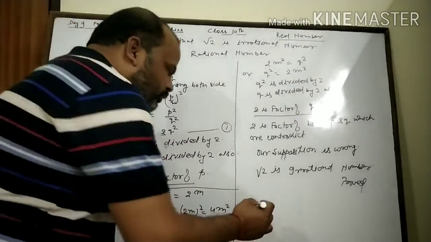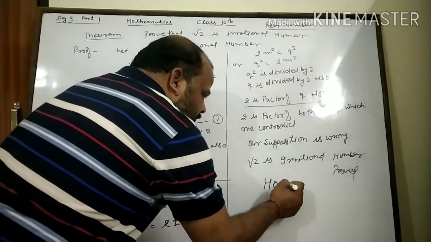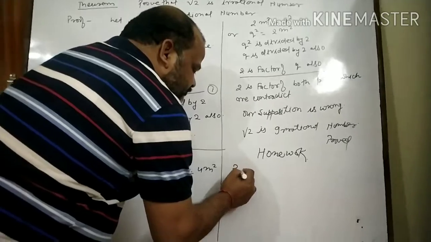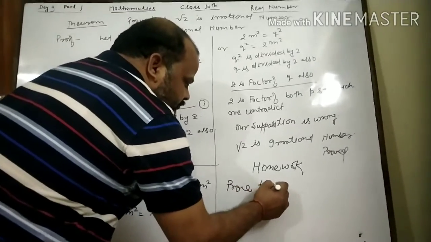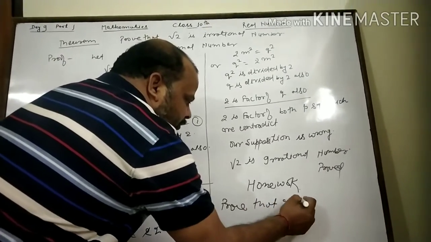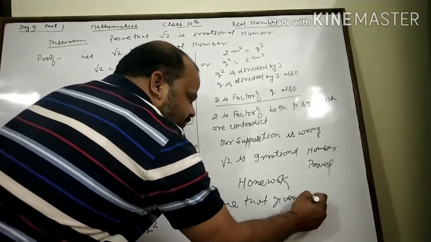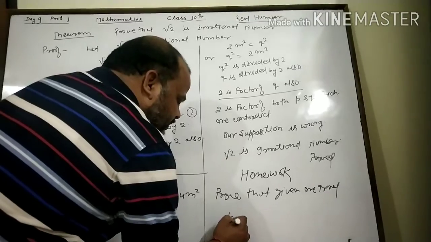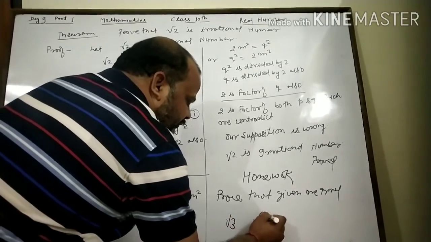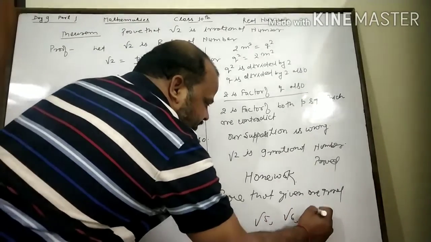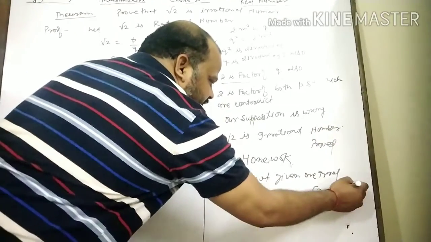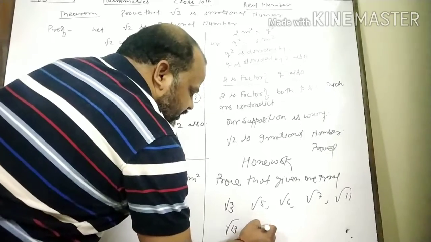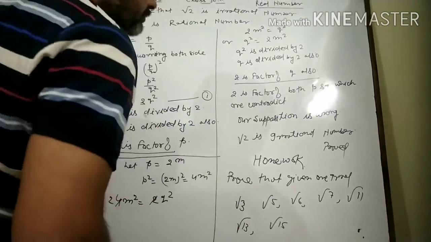Then the homework for this: prove that the given numbers are irrational: under root 3, under root 5, under root 6, under root 7, under root 11, under root 13, under root 15. Clear?